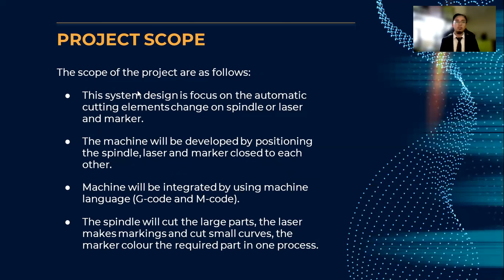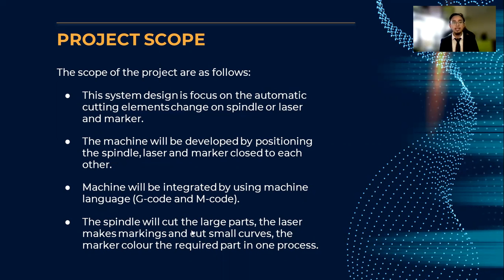Project scope. The scope of the project is as follows. The system design is focused on automatic cutting element change on spindle or laser and marker. The machine will be developed by positioning the spindle, laser, and marker close to each other. The machine will be integrated by using machine language, which is G code and M code.